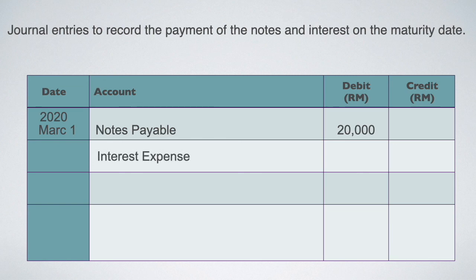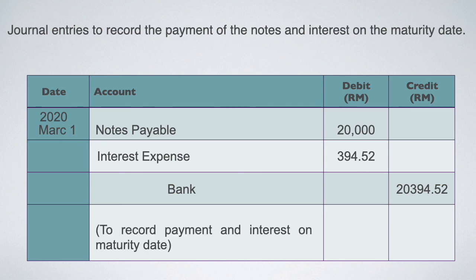Here we have to recognize interest expense, as we owe the interest together with the principal. We have to pay interest; the person lent us money, so we cannot get nothing in return. So we have to pay interest expense. As we calculated just now, the amount is 394.52. Both of these you have to combine and then pay. So the amount that we have to pay is the combination between the principal of notes payable, 20,000, plus the interest expense. Okay, so do the narration.